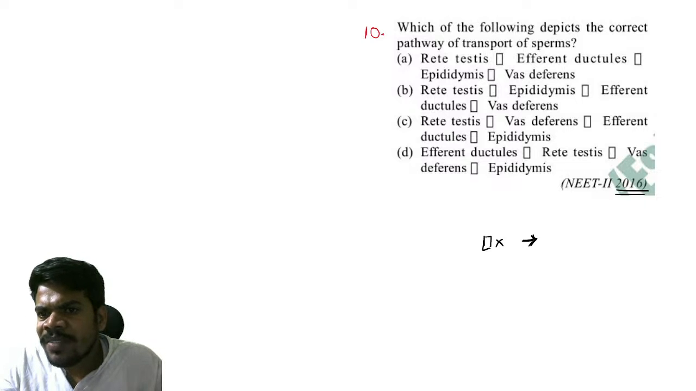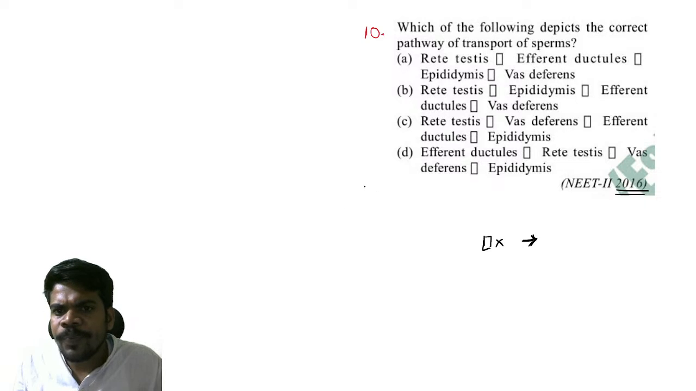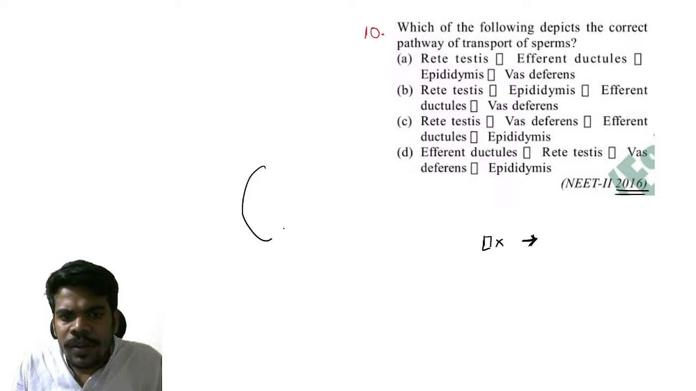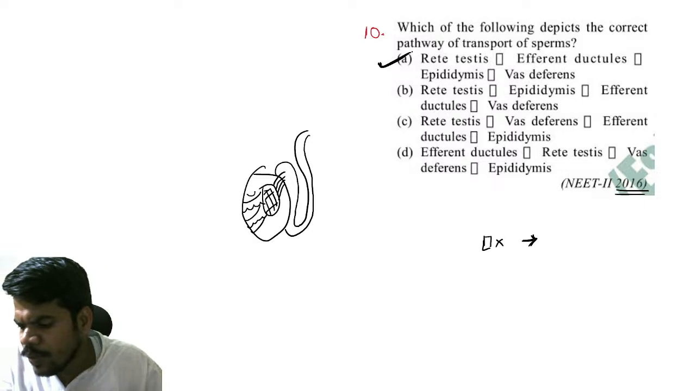Rete testis, vas deferens, it's Varun. He said A. Yes, correct. The testis ductules, that means seminiferous tubules, are present inside this, so it is the network. From rete testis, efferent tubules. From the efferent tubules, epididymis. From the epididymis, vas deferens. So the correct answer is option A. Correct, Varun. Excellent.